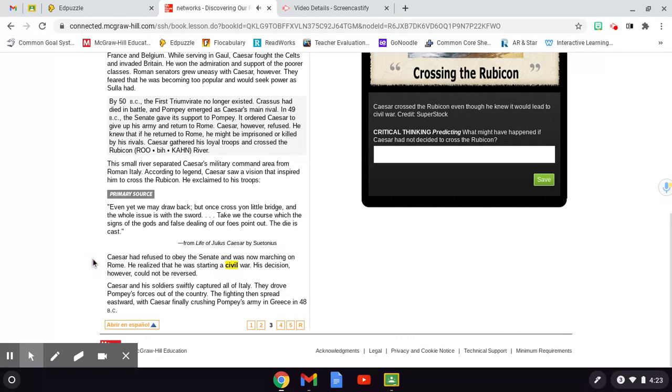Caesar had refused to obey the Senate and was now marching on Rome. He realized that he was starting a civil war. His decision, however, could not be reversed. Caesar and his soldiers swiftly captured all of Italy. They drove Pompey's forces out of the country. The fighting then spread eastward, with Caesar finally crushing Pompey's army in Greece in 48 BC.